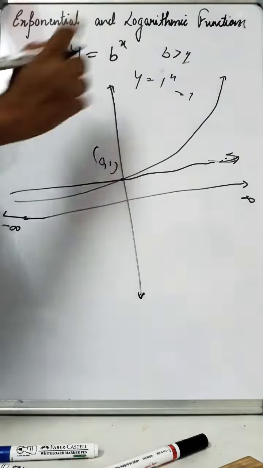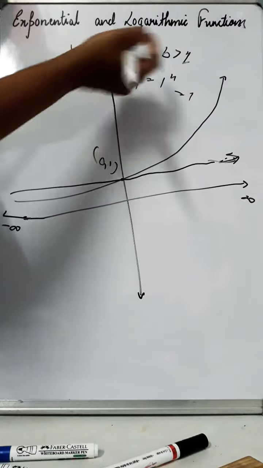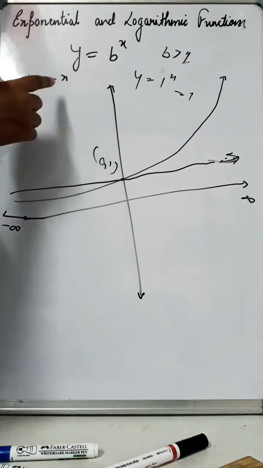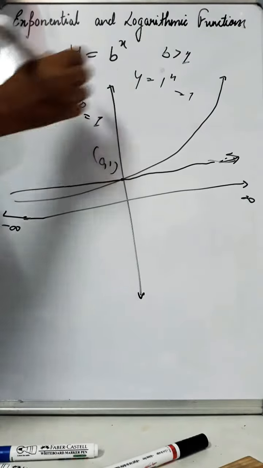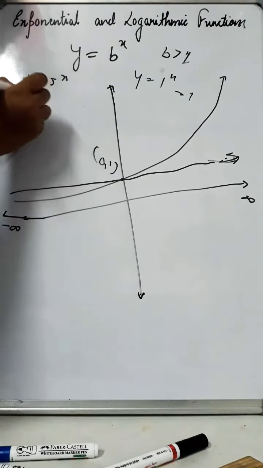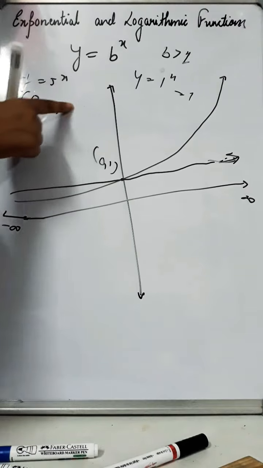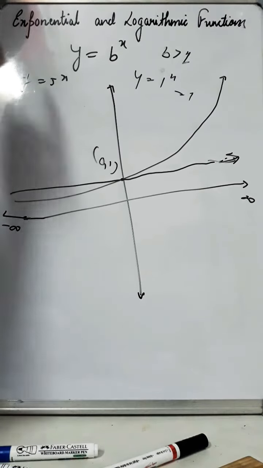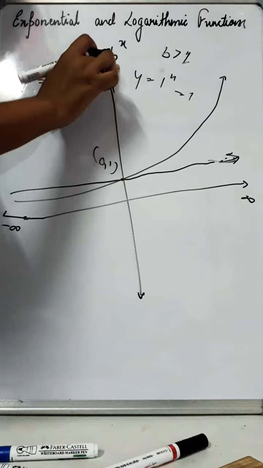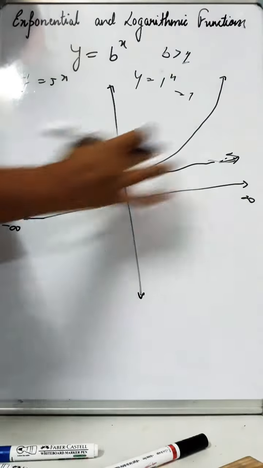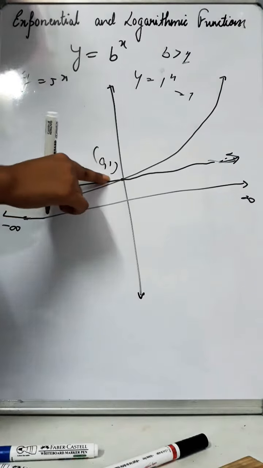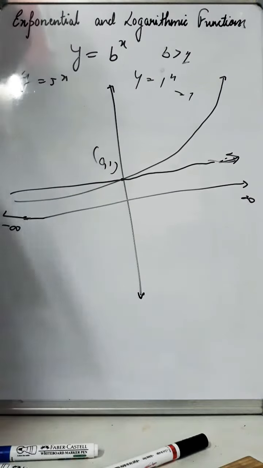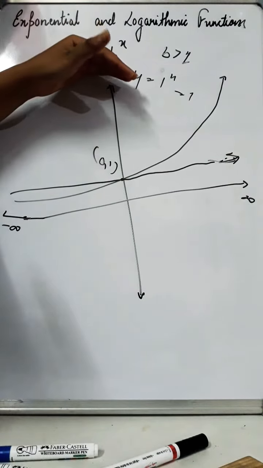You take any base, let the base be 5 to the power x. Here also if you put x as 0, 5 to the power 0, you will get 1, y will be 1 only. 0, 1 will be the point. Means irrespective of what your base is, on what base you are going to draw your graph, this point is always going to come in the graph, 0, 1. Okay, so this is your exponential function.